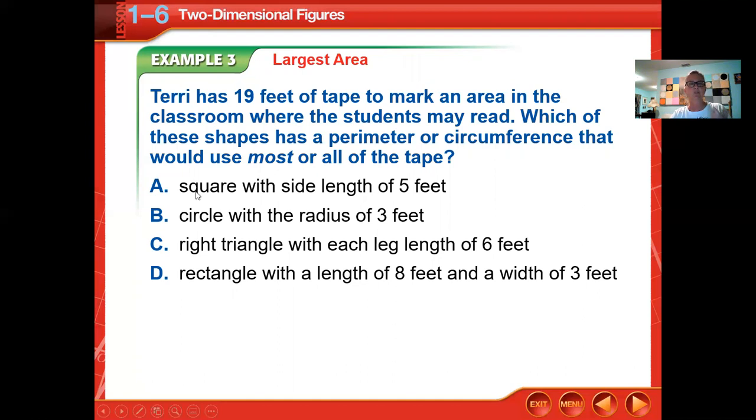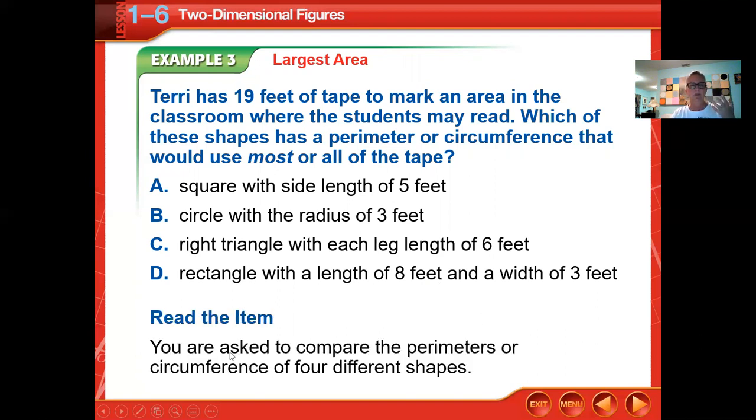And so they're talking about a square, a circle, a right triangle, and a rectangle of different dimensions, and they want to know which one would be best that would use up almost all of the 19 feet of tape. That's called maximizing the perimeter. So you're asked to compare the perimeters of 4 different shapes, even though up here it has the word area, you have to think about it for a minute. Because they're going to mark an area in the classroom. So they're going to mark off a shape.